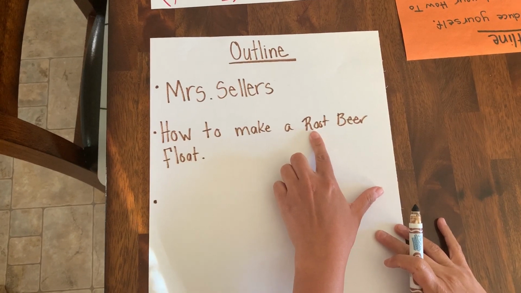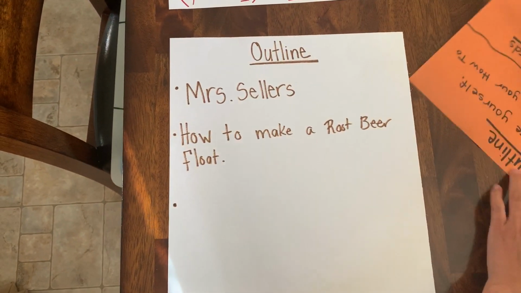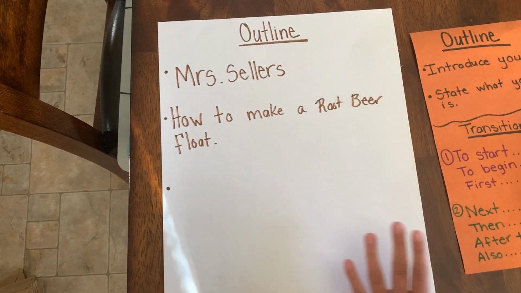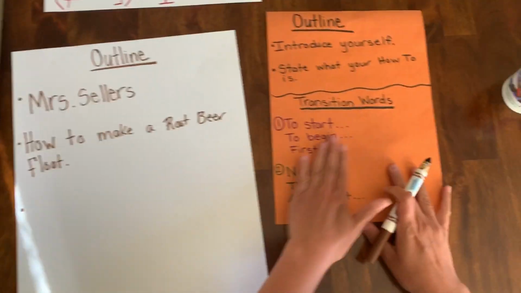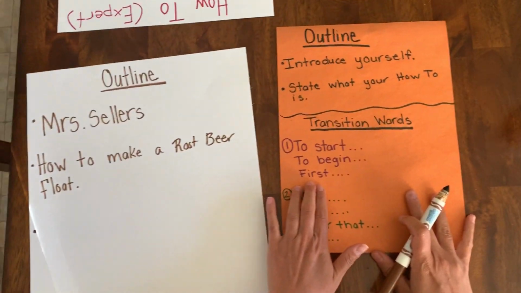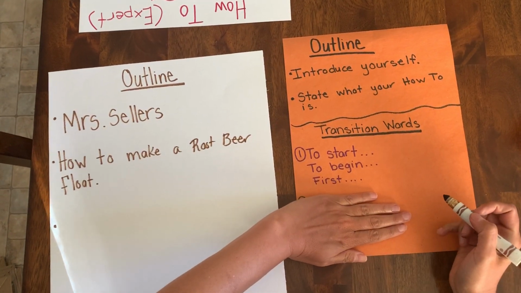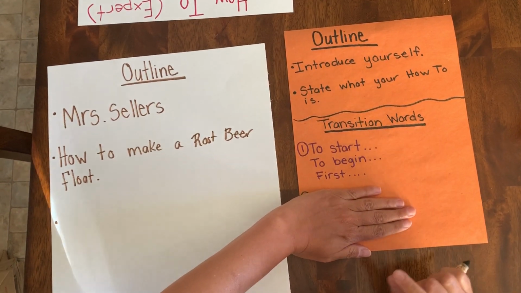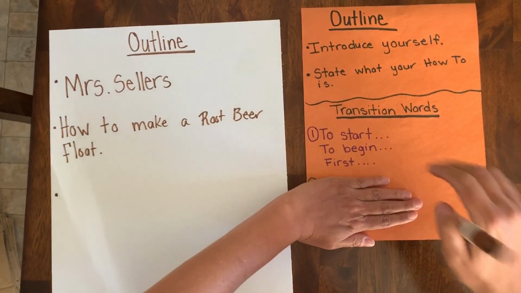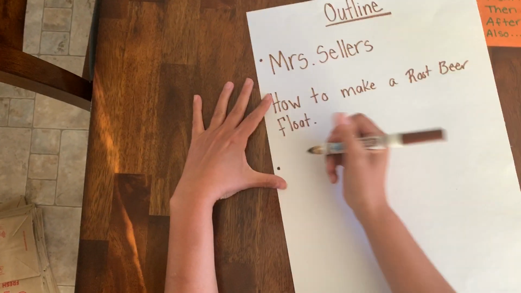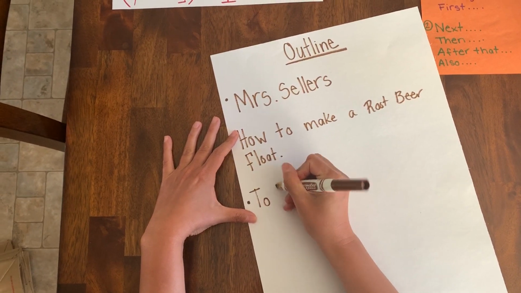My how-to is going to be how to make a root beer float. And now I am ready to think about my transition words. How am I going to start this off? So I'm only looking at my purple to start. So for me, I'm actually going to use the words to begin. So I'm going to write that right here on my outline. I'm going to write to begin.